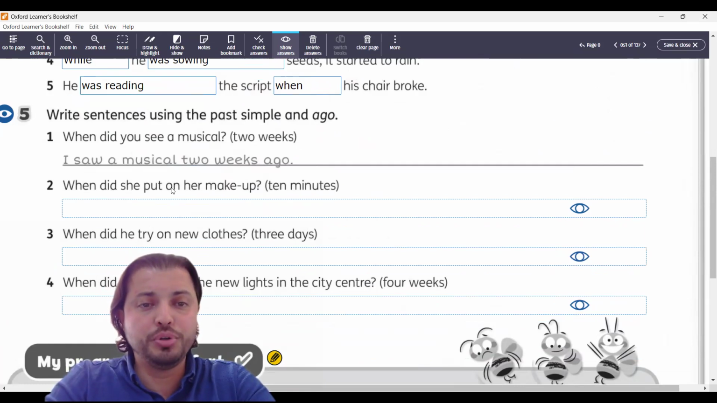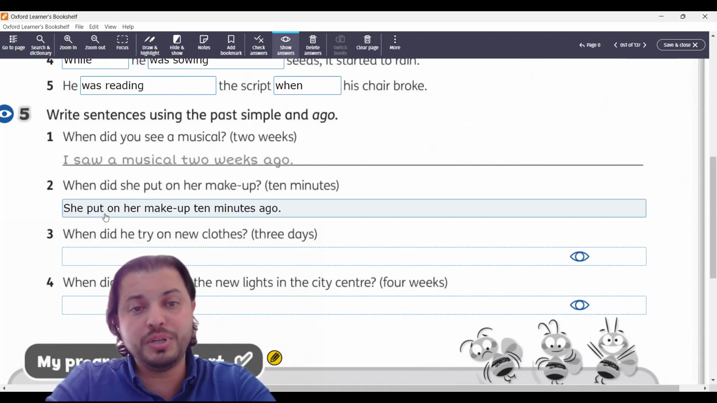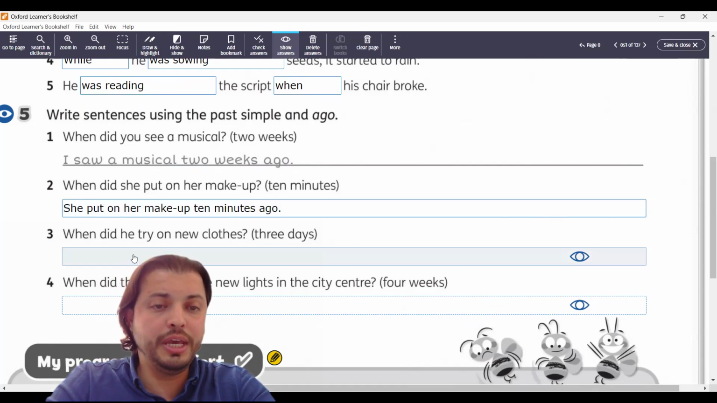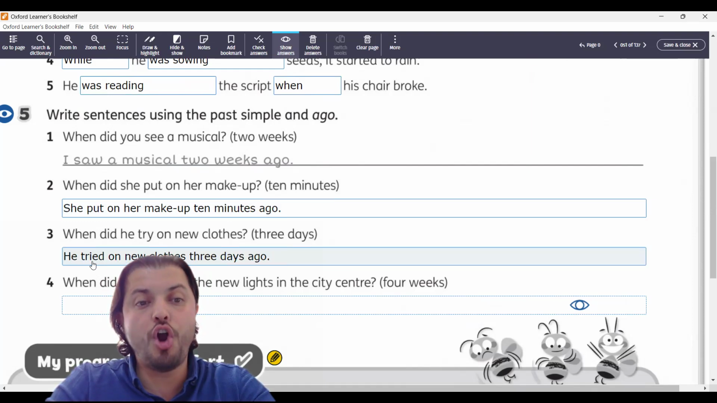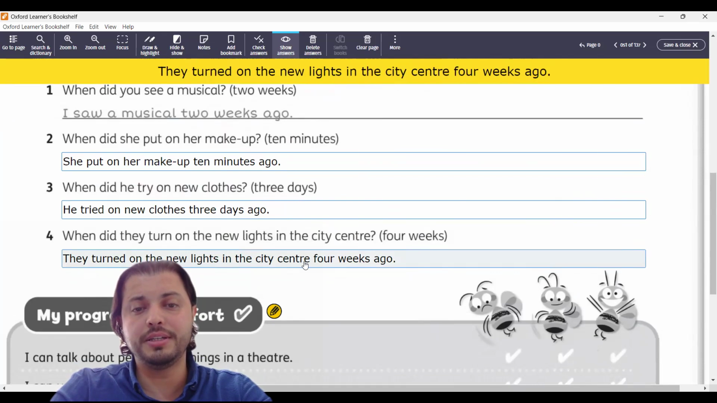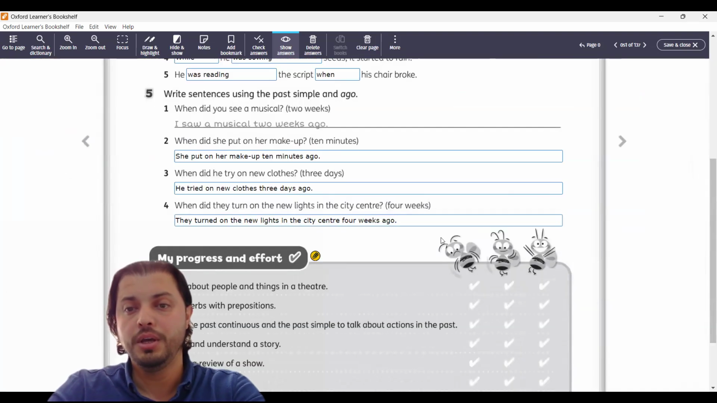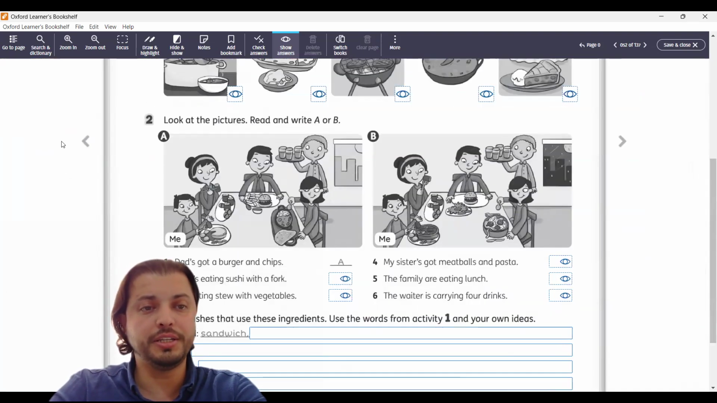When did she put on her makeup? 10 minutes ago. She put on her makeup 10 minutes ago. When did he try on new clothes? 3 days ago. So he tried on new clothes 3 days ago. When did they turn on the new lights in the city center? They turned on the new lights in the city center 4 weeks ago. Nice. Yeah, so we're good here, I guess.